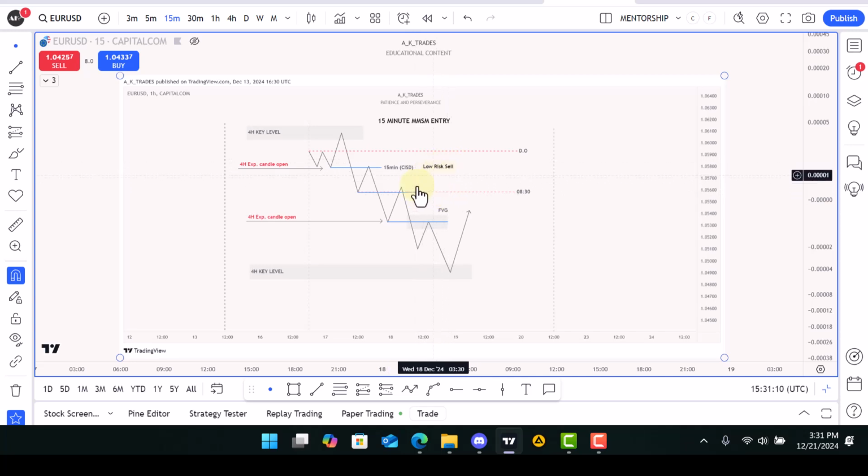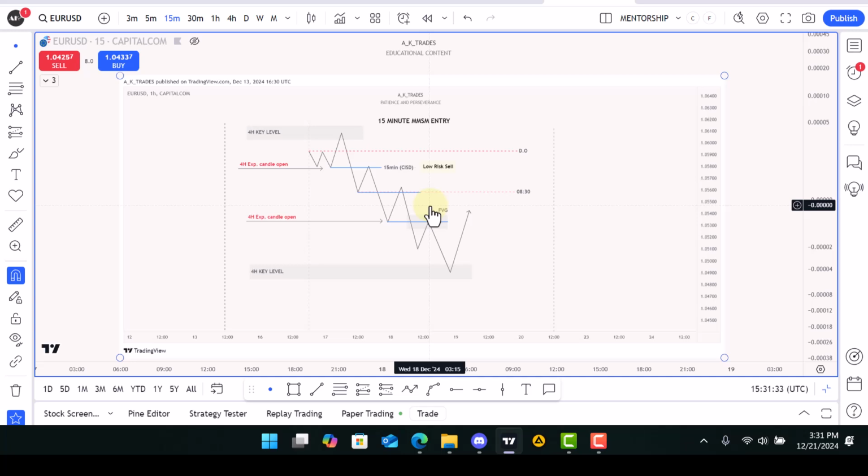Sometimes it can also end at just the first then second stage. Sorry, the low risk sell and then the first stage. That is in highly volatile markets. Price can offer just two stages and then the 4-hour external range liquidity is hit. So that is mainly everything about the model.